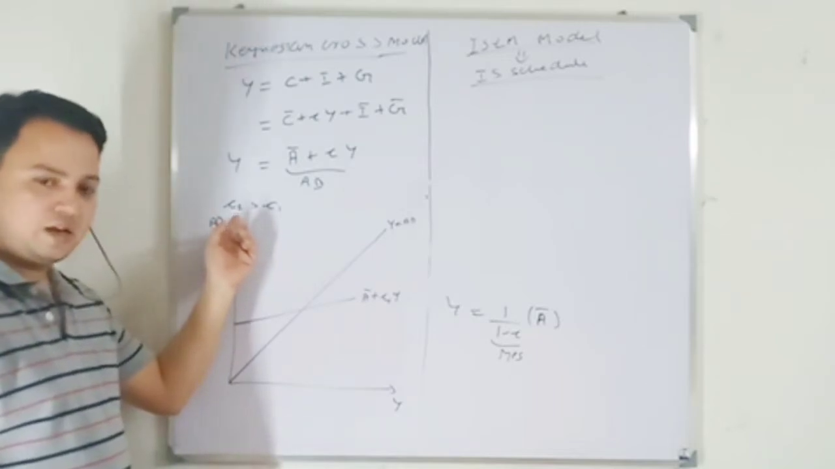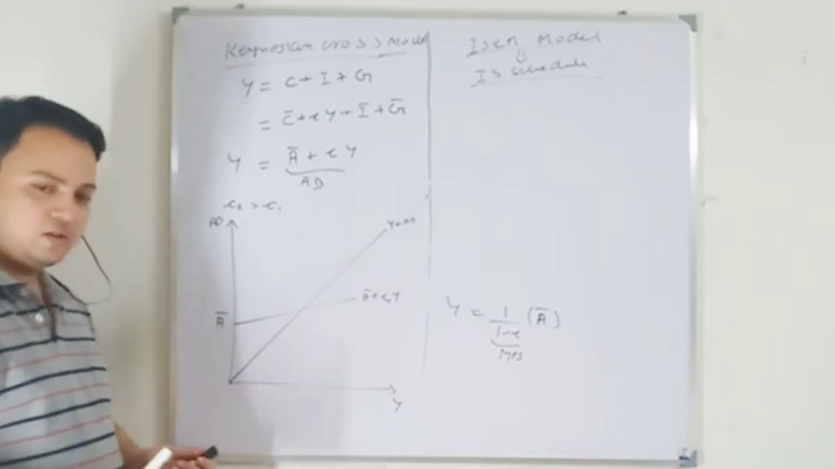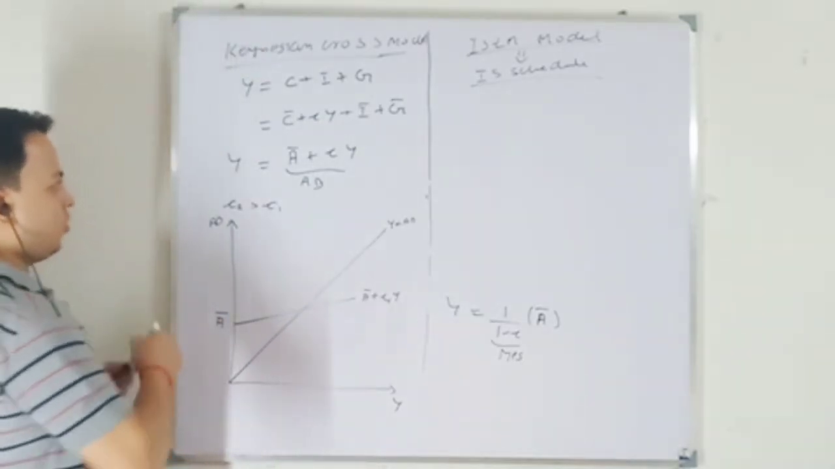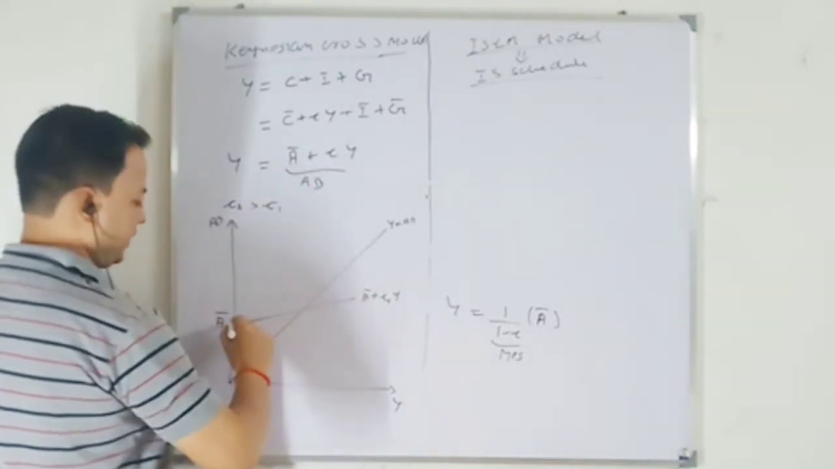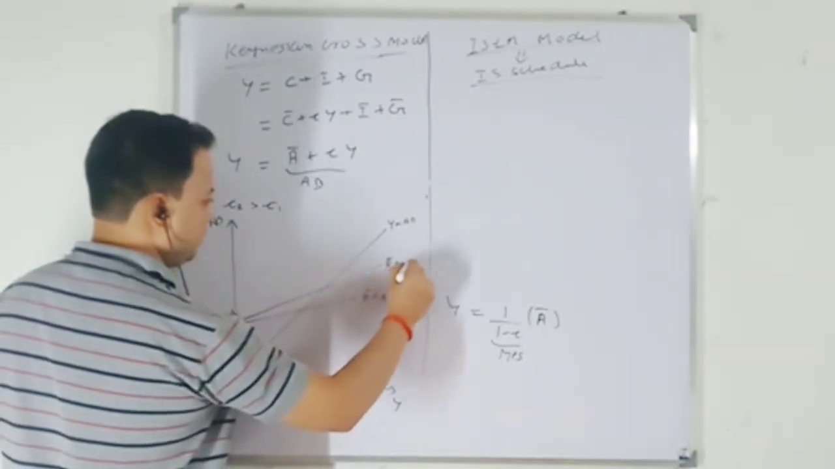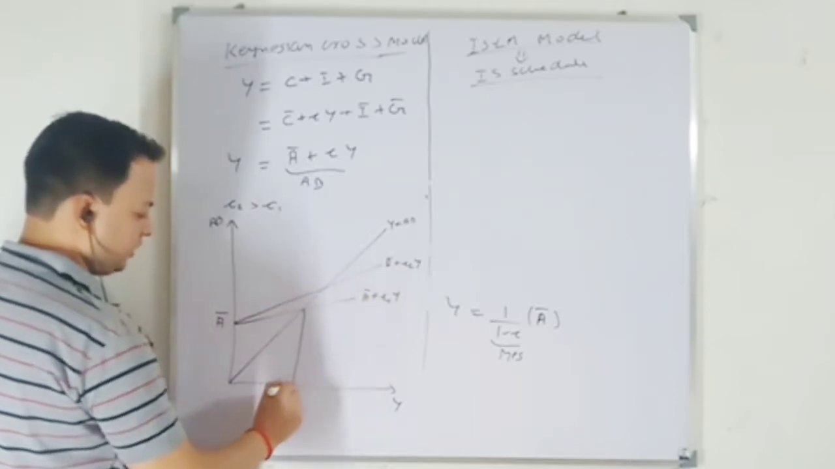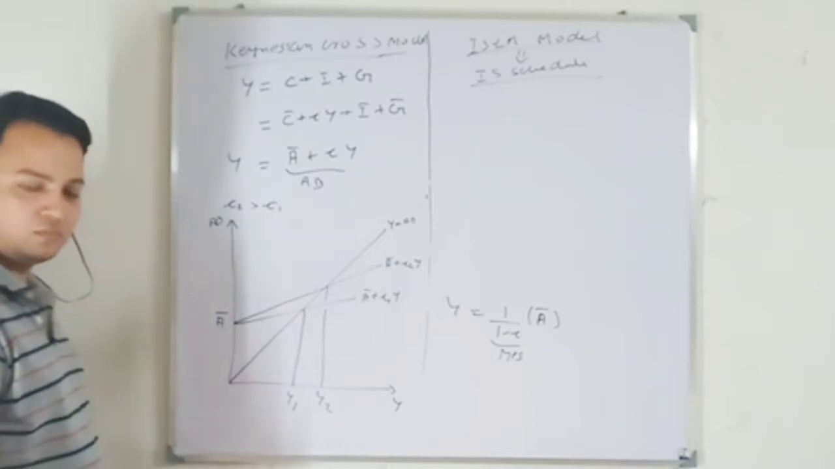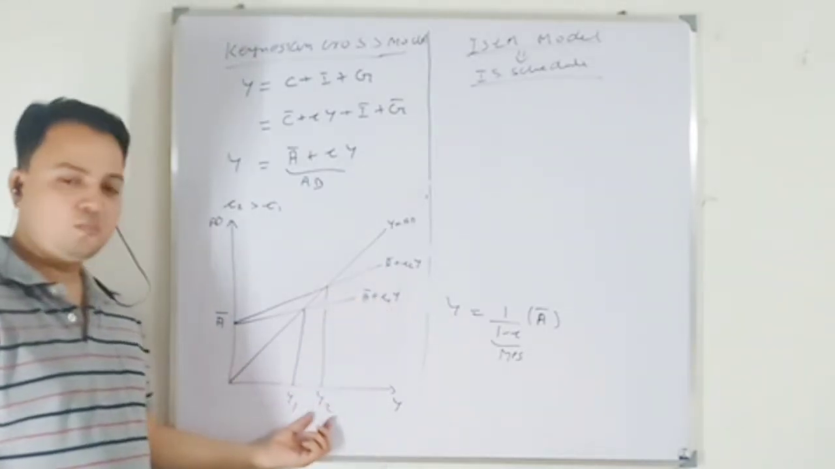When your consumption is higher, MPC is higher, your leakage reduces, the multiplier value is high, so you will have more income. Since my autonomous part will be the same, for the first one it is C1, and for the second one the autonomous part is the same, it will be C2. C2 is your MPC. This is your income level 1 and this is your income level 2. So MPC affects what the level of your income will be.